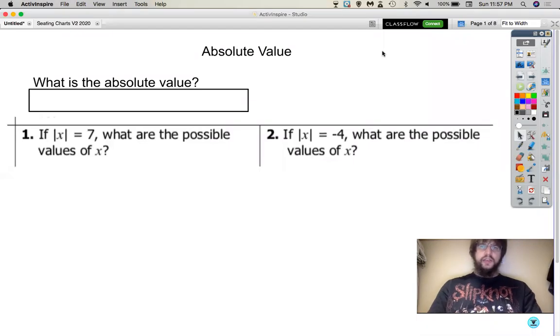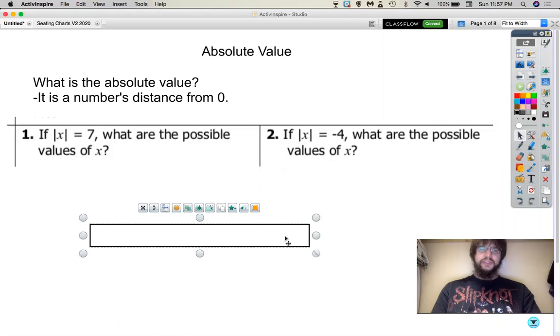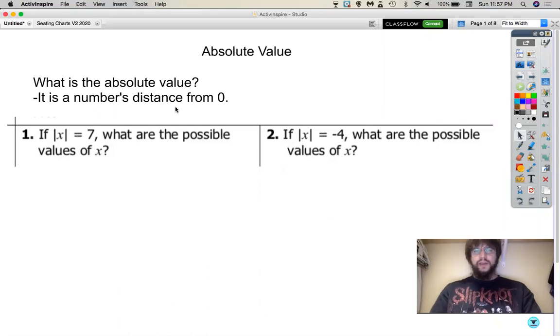Hey guys, so today we're going to look at the absolute value. So first, what is absolute value? Absolute value is just a number's distance from zero. It's a distance, and if you think about it, how far away from something you are can never be negative. So absolute value, in essence, just takes whatever your number is and makes sure it's positive.